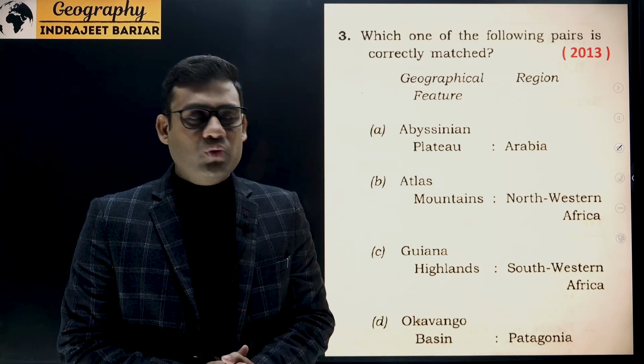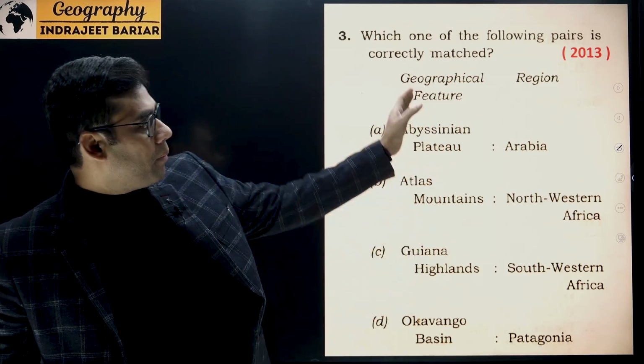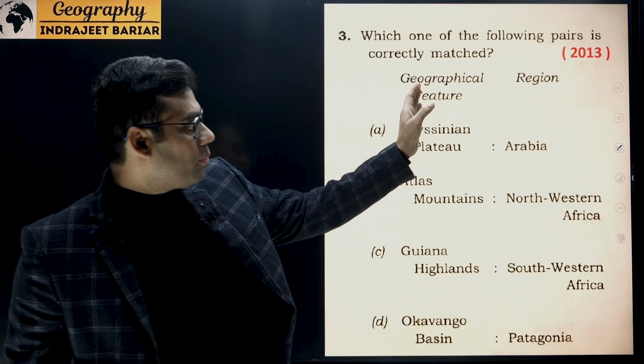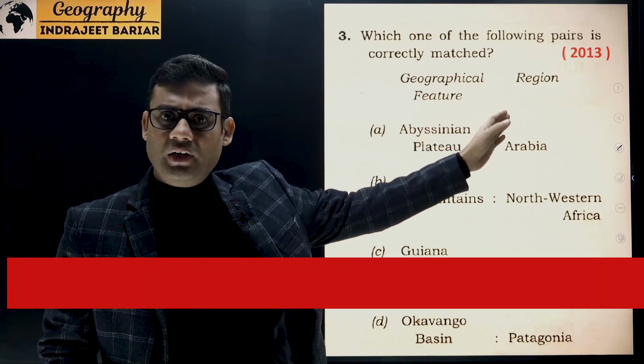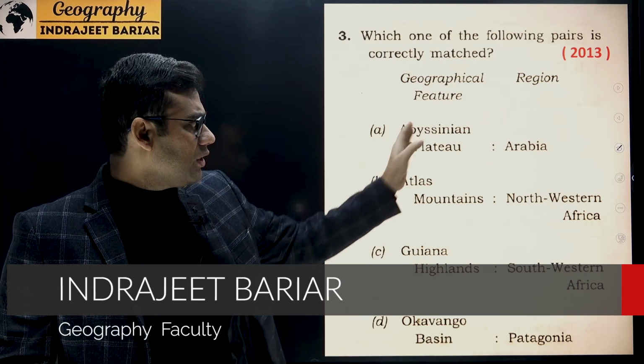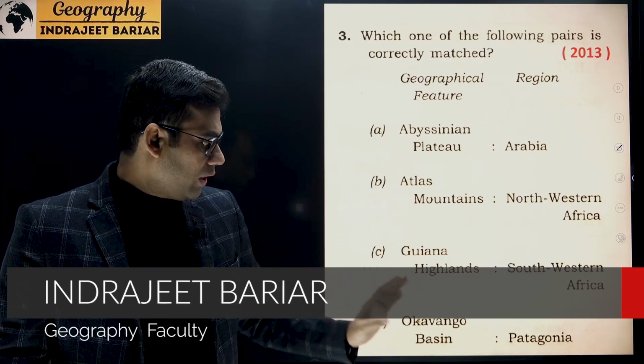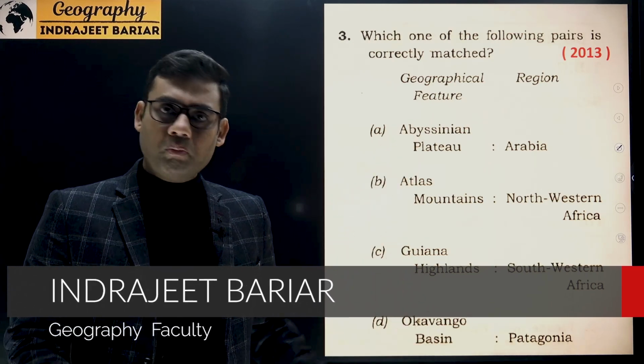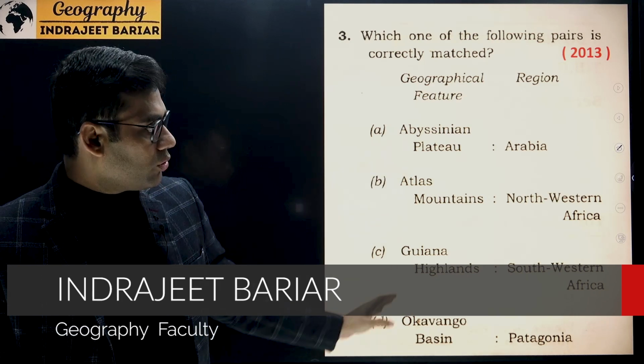2013 prelims question from mapping. The question was about matching the geographical features with the respective regions. Now the question asks us about Abyssinian Plateau, Atlas Mountains, Guiana Highlands and Okavango Basin. So let's talk about these features.